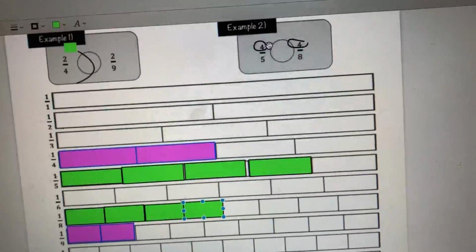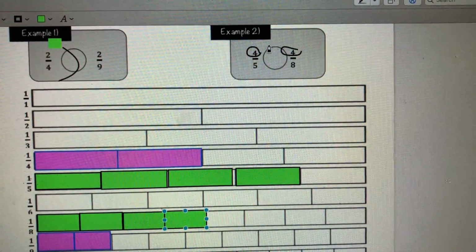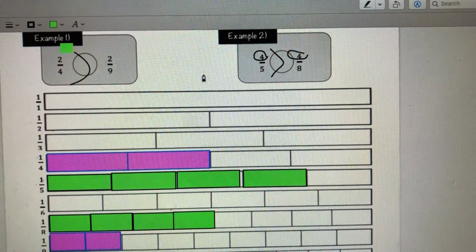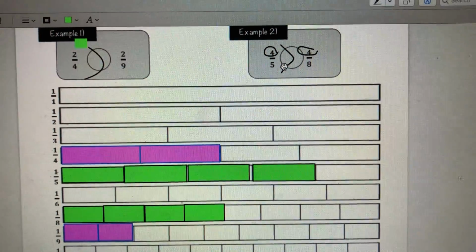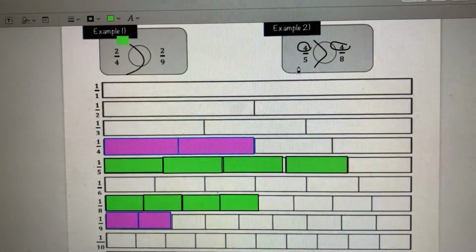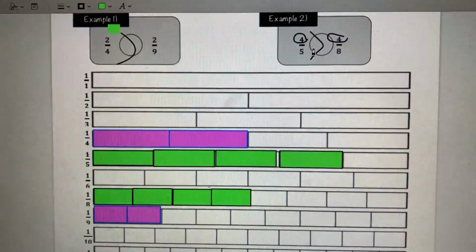So I can say that 4/5 is greater than 4/8. Again, my gator eats the greater. Today, the biggest key is to recognize when we have the same numerator or the same denominator.